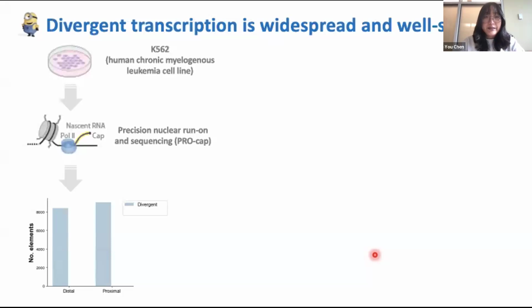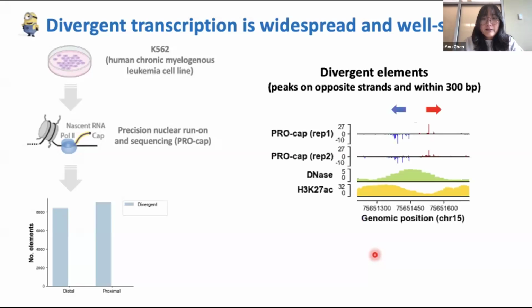If we further look into these transcription events, we can actually observe different patterns. Here we performed ProCap assay in K562 cell line and included about 20,000 divergent elements for follow-up analysis. For today's talk, I will only focus on the distal group, which are potential enhancers. This is a typical example of divergent elements. We can clearly see two peaks on the opposite strands, which indicates that these RNA polymerases are firing in the opposite directions. This divergent transcription has been well studied and recognized as a critical mark of active enhancers.